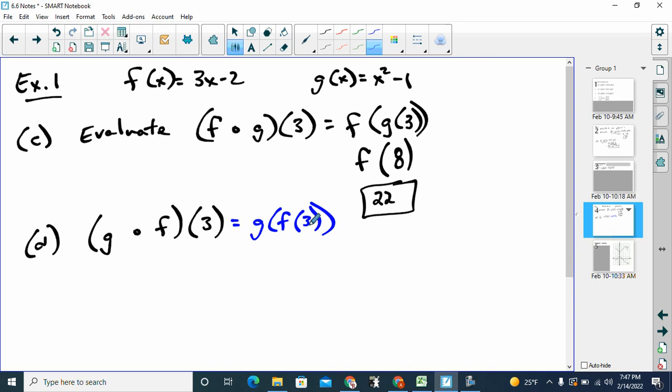f of 3, we're plugging 3 into f of x. 3 times 3 is 9, minus 2 gives me 7. Now we're evaluating g of 7. g of 7 would be 49 minus 1.